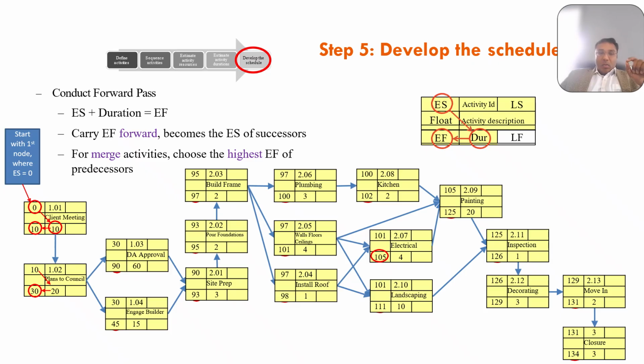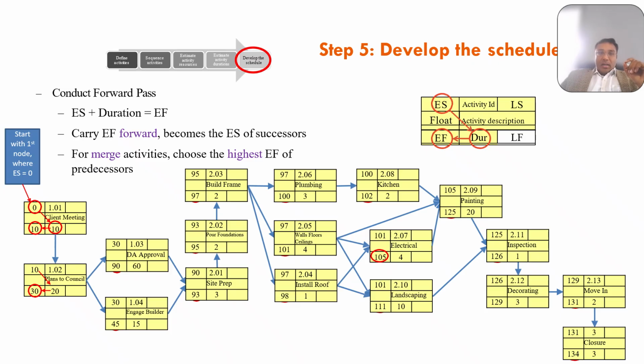So let's look at activity 1.01. It's a start node, which is the client meeting. The early start is 0, which is a given, because the project hasn't started. The project starts with the client meeting. The early start is 0, but the duration of the meeting is 10 days. So what is the early finish? Early finish equals early start plus duration, which is 0 plus 10, which is 10. Write this inside the node: top left 0 and bottom left 10.